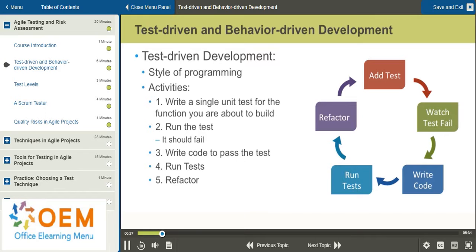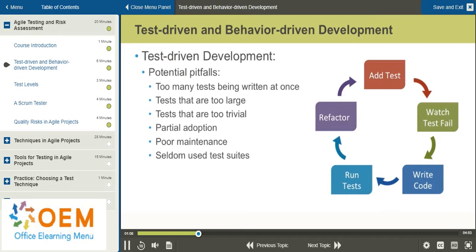The activities involved in test-driven development are: we start by writing a single unit test for the function we're about to build. Next, we're going to run the test. Obviously, since we haven't written any code yet, that test is going to fail. Next, we're going to write code to pass the test. We're going to run the tests again, and then continuously refactor our code as we go through this cycle over and over again until our code is passing all of the tests and until the code is optimized. Test-driven development is an approach where we think about how I can fulfill requirements before jumping into writing code.